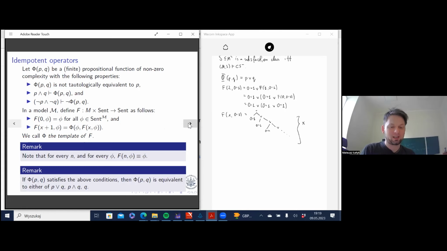For standard, yes. So for all the numbers for which it makes sense without a satisfaction class. Right. Which means for standard numbers.